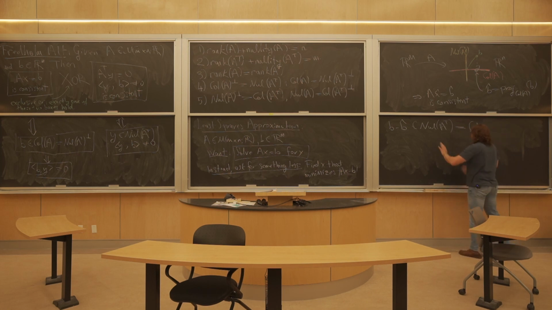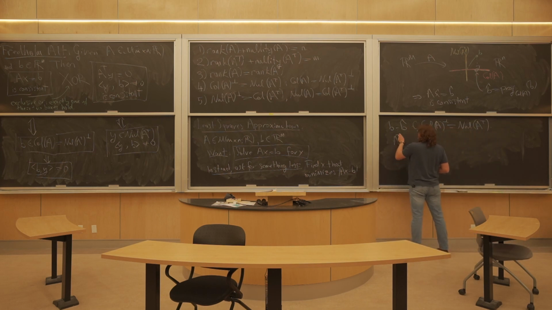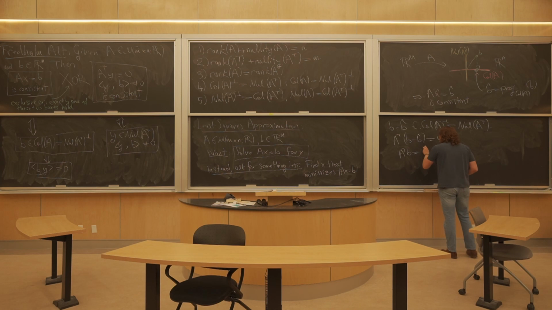This is all I wanted. So maybe I should write it like this. B minus B hat is in the column space of A perp, which we know to be the null space of A transpose, which means that A transpose times this is 0, which means that A transpose times B equals A transpose times B hat. And B hat is supposed to be A times x hat. Okay? So now we have this new equation.